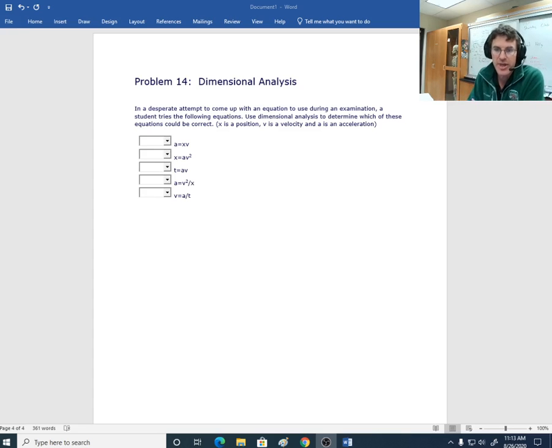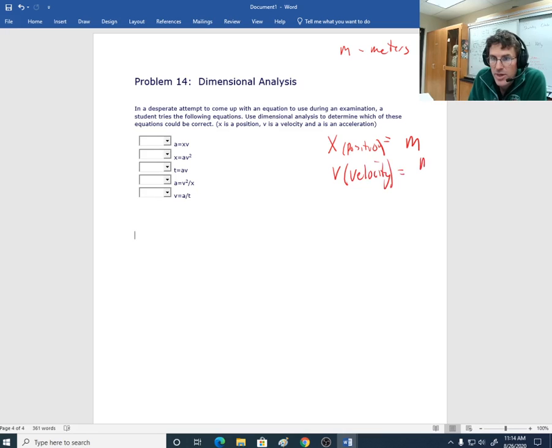But okay, so let's first write down the units that are common for these. Now, it's not the only units, but they are a common type of unit that we will use. So position, this stands for position, and a common unit would be m for meters. Velocity, a common unit would be meters per second.